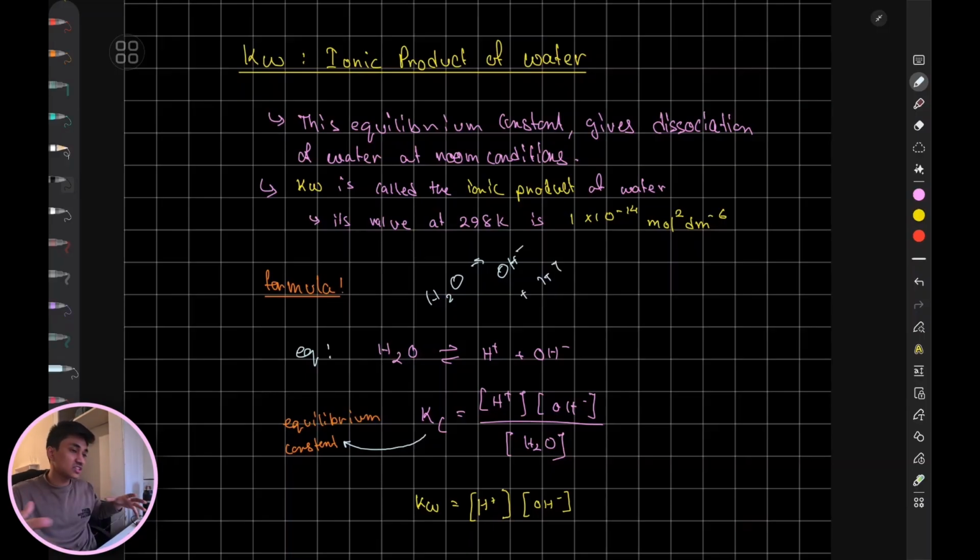So if your room conditions are changing, those equilibrium constants change as well. That's one thing you guys should remember. They can ask you a 1 mark or 2 mark question.